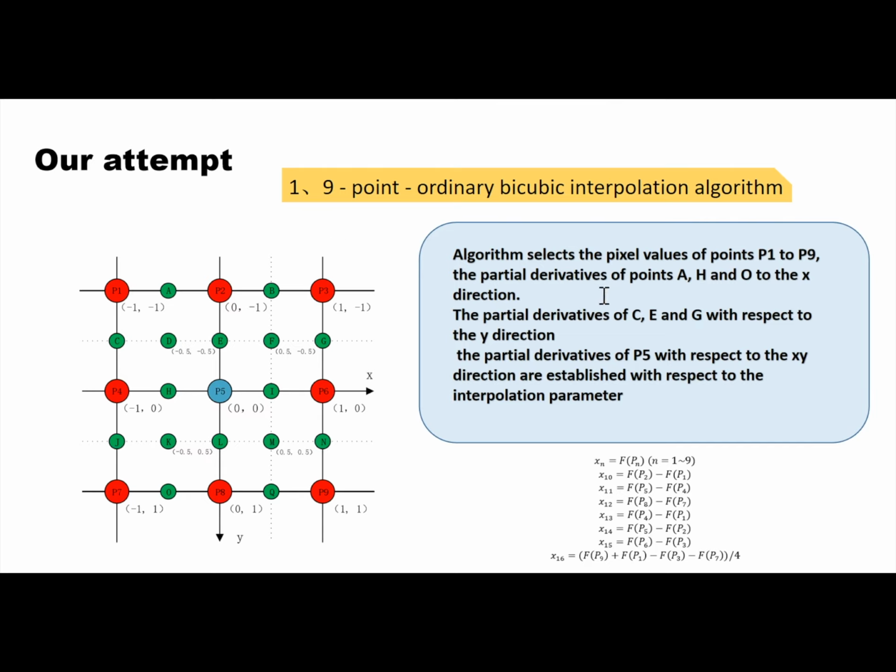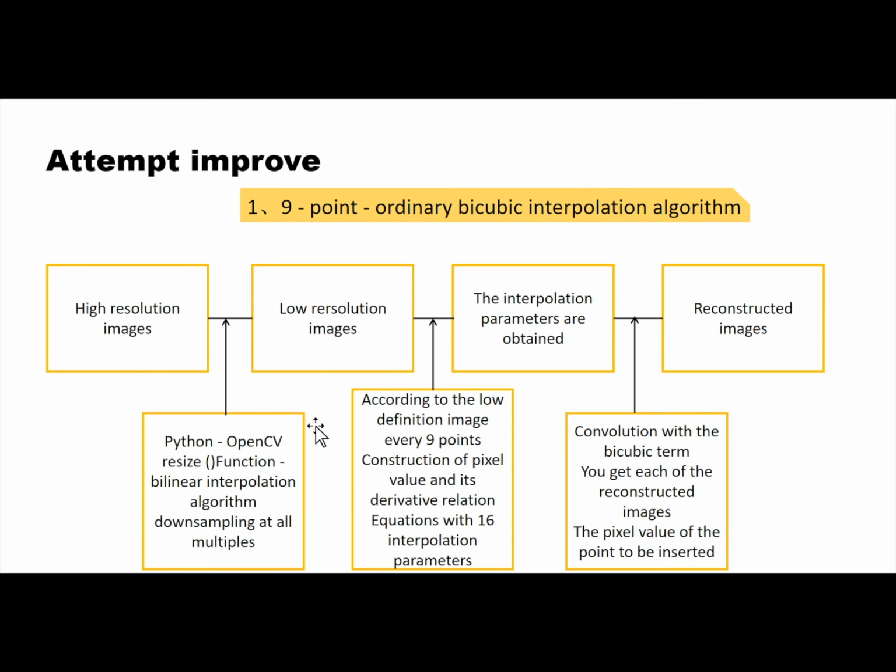We use the partial derivatives of points A, H, O in the x direction and the derivatives of C, E, G with respect to the y direction, and point phi with respect to the xy direction. And this is a flow chart. We use the OpenCV resize function to downsample at all multiples, and according to the low-resolution images of every 9 points, we get the final restored image.